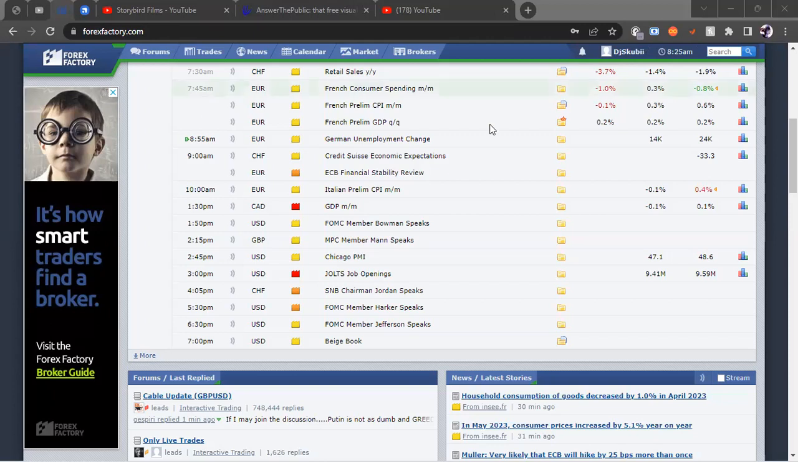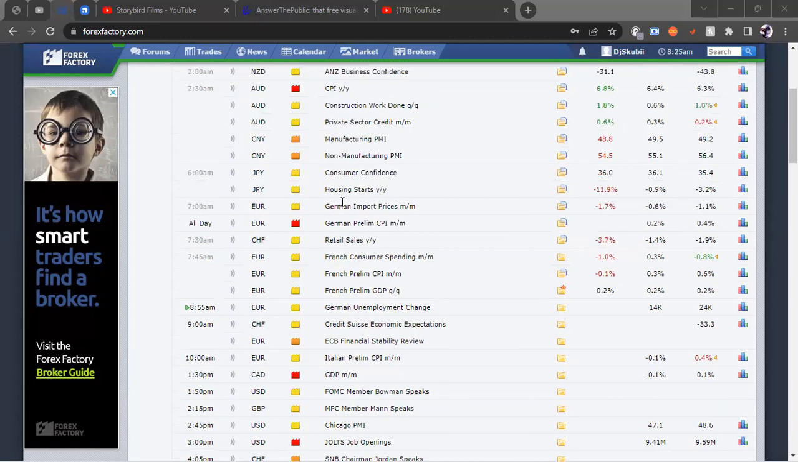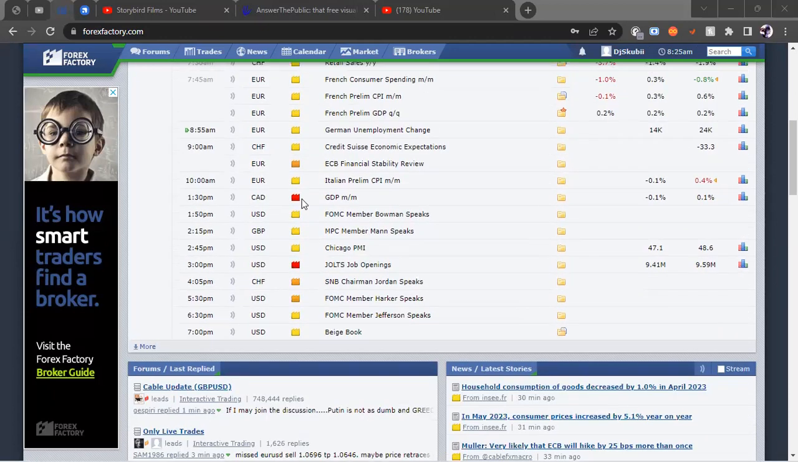So, fundamental wise, we already had news on AED/USD, and then they are saying this German prelim CPI is all day. That's on the euro. Then we have news on CAD, GDP month on month, and then we have another news by 3 p.m. That's on the US dollar job openings. Anyhow, let's jump on our charts and see what we can grab.